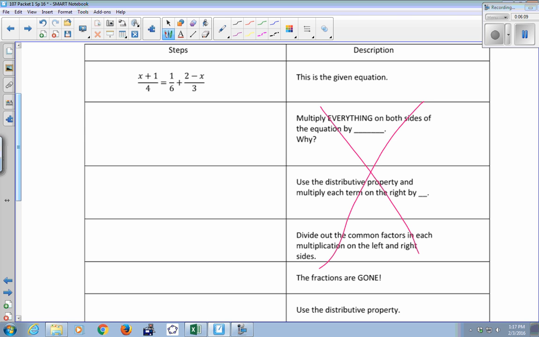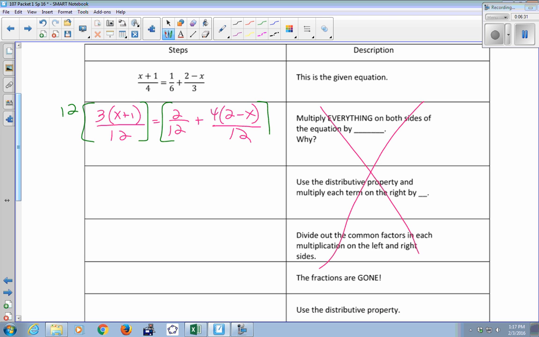Okay, I want them all to have a denominator of 12. So this became 3 times x plus 1 over 12 equals 2 over 12 plus 4 times 2 minus x over 12. This is the problem we just did. Then you can get rid of the 12s by multiplying both sides of your equation by 12. And if it helps you to visualize, it might help to write that as 12 over 1 so that you can see you have a 12 on top and a 12 on the bottom. All the 12s cancel.